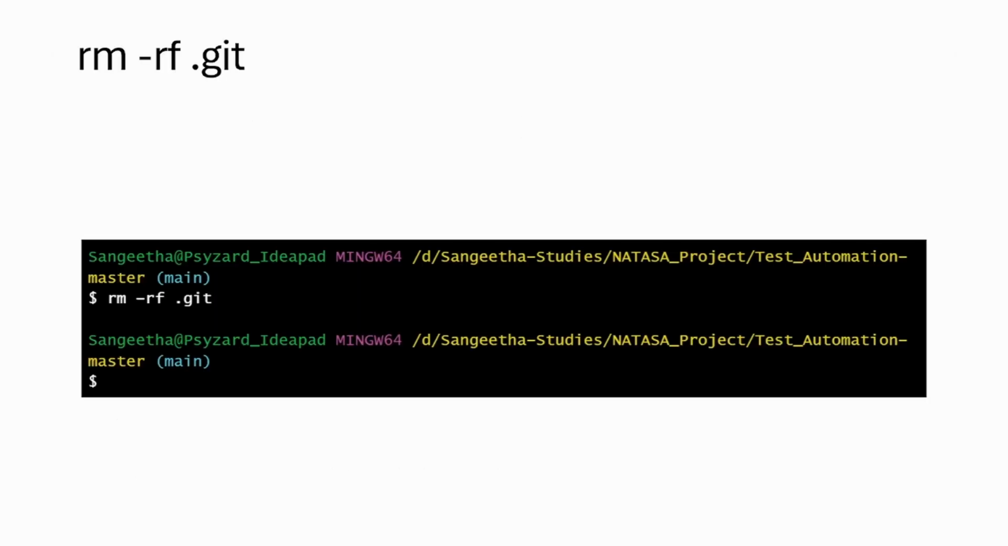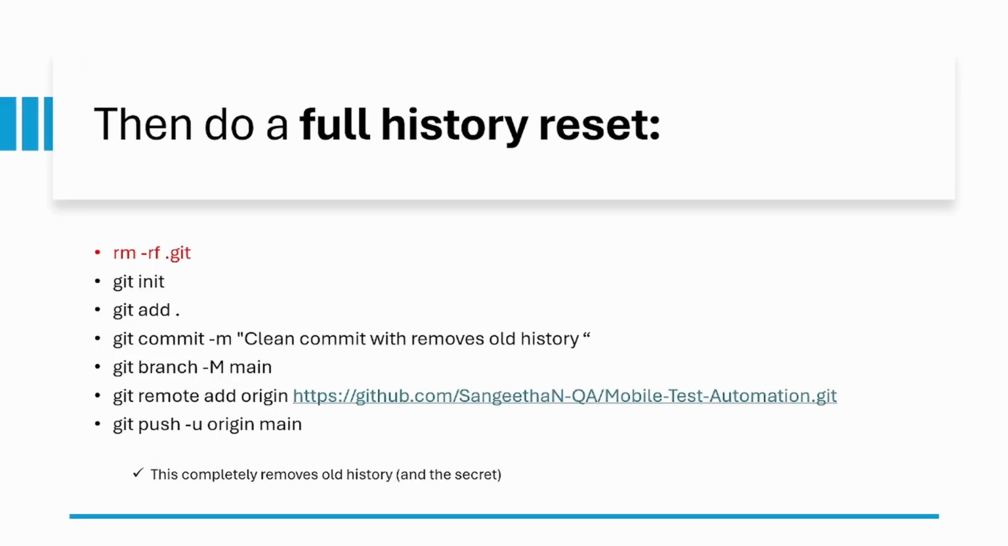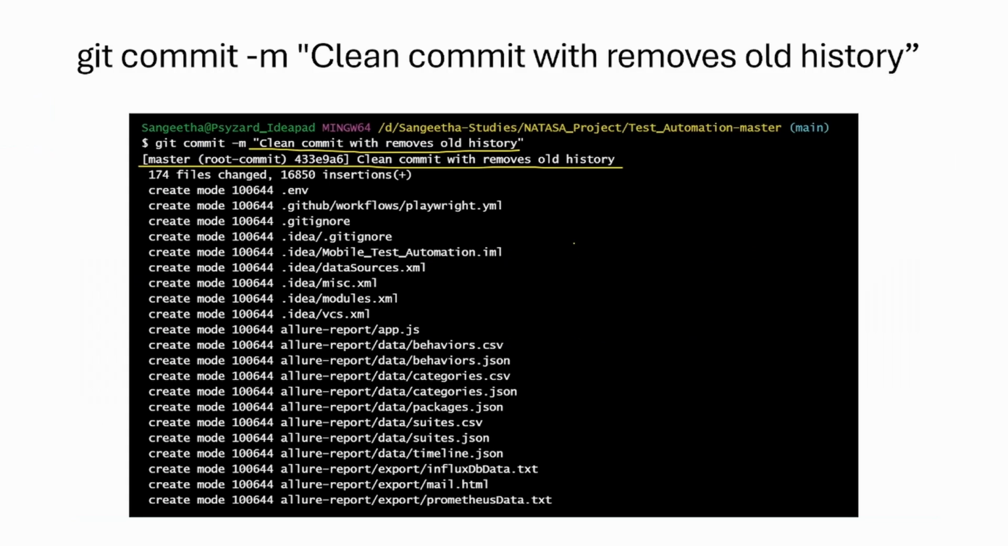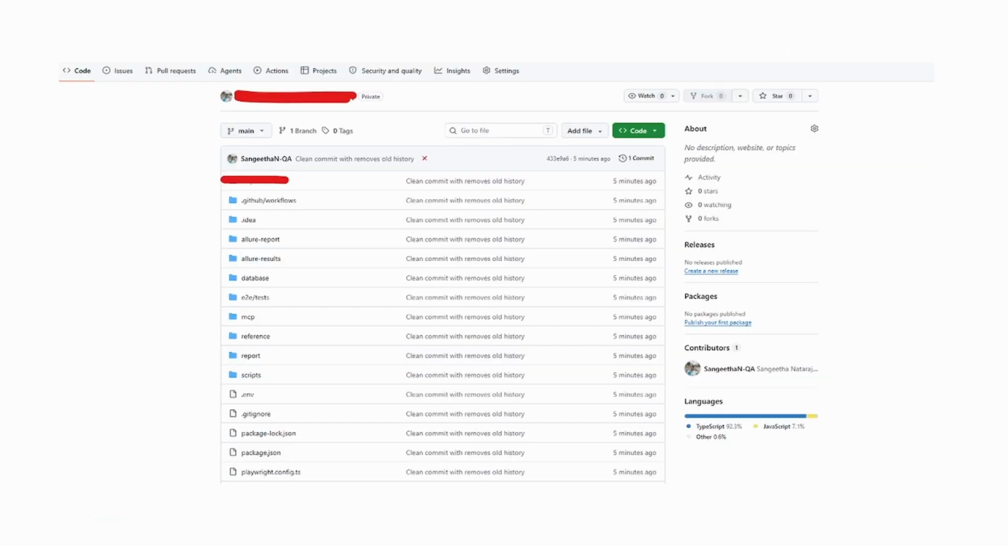Then I add my origin. Here you can see adding origin with that git repo link. Then I push into the main branch. Now my old history and secrets are completely removed, and I pushed my changes successfully. You can see this is my repo, and you can see the message, right? "Clean commit with removes whole history".